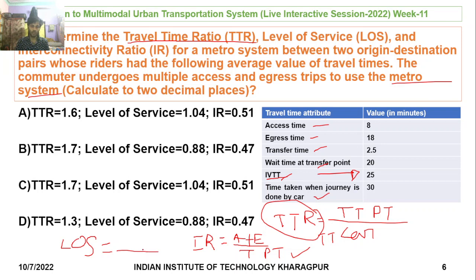And what is your LOS? LOS is your access plus egress, by your in vehicle travel time. Suppose your in vehicle travel time is 20 and your access and egress time also is 20, then your LOS is 1. So I think you will be able to calculate. Can you calculate and tell me? I am also calculating, so you also start calculating and tell me which answers will be correct, because I have told you the formula. Okay, I got my TTR. I hope you will also get your TTR.